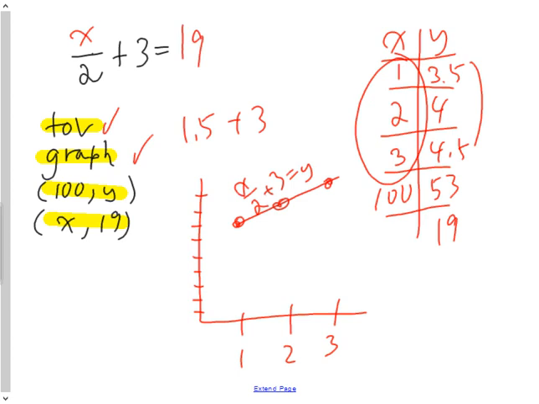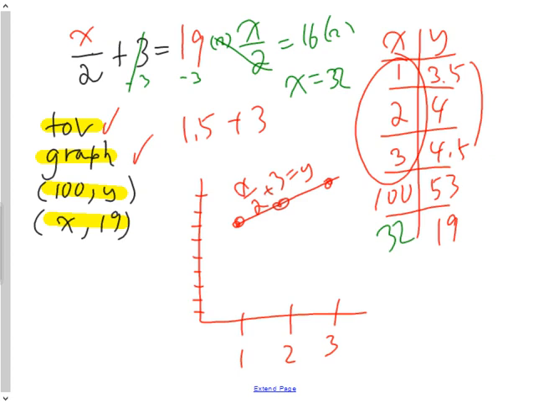Again, we just have a two-step algebraic equation. I'm going to subtract 3 from both sides like I would in algebra. Half of a number equals 16. Multiply both sides by 2, and x will equal 32. Okay? So there we have the solution to the second question.